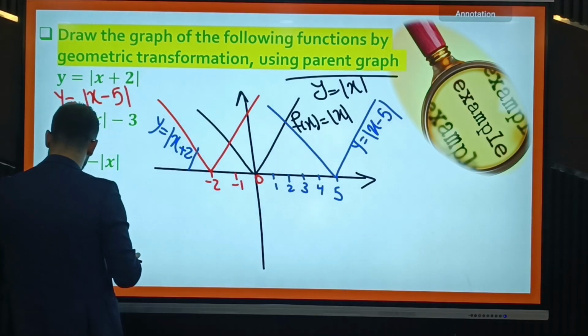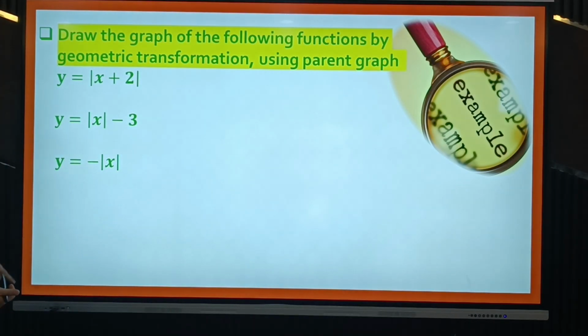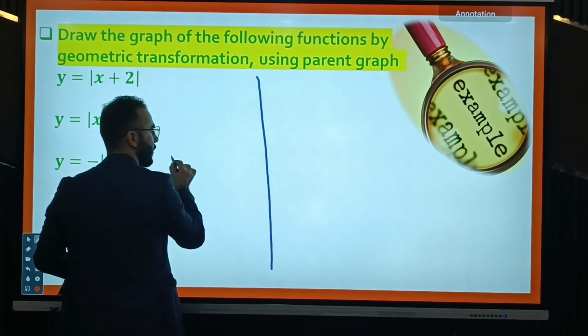Let me just erase it. Okay, make one more coordinate plane for the next example.